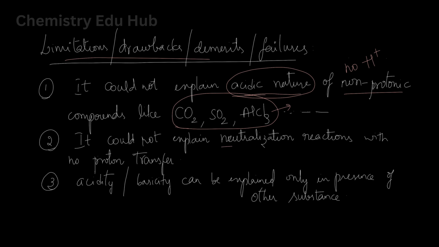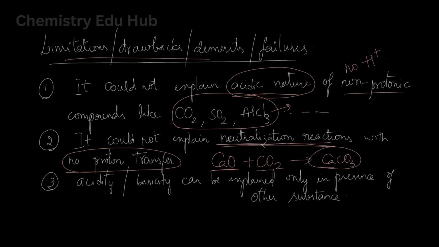And it could not explain neutralization reactions where there is no proton transfer. Suppose you see calcium oxide taking carbon dioxide to form calcium carbonate. This is also an example of a neutralization reaction where CaO is a base and CO2 is an acid, so it gets neutralized to form salt. But how it is a neutralization reaction was not explained because there is no proton involved in this. That is a drawback of Bronsted.